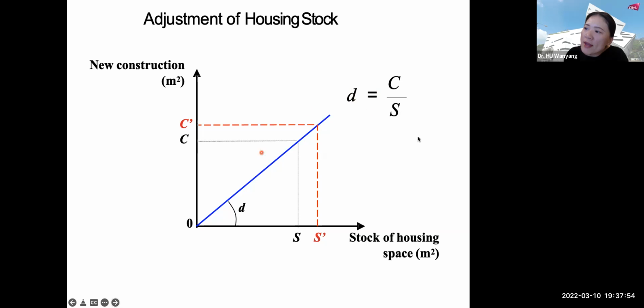So we have this line as the relation to indicate the relationship between housing stock and new construction. This is a straight line, and this is the slope. We have C divided by S.